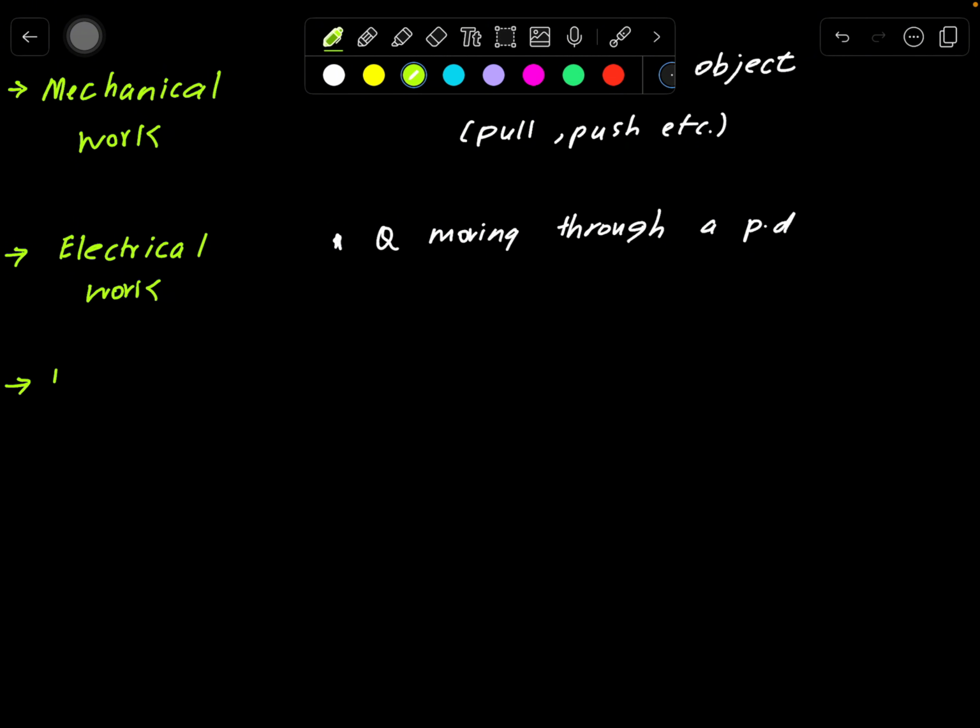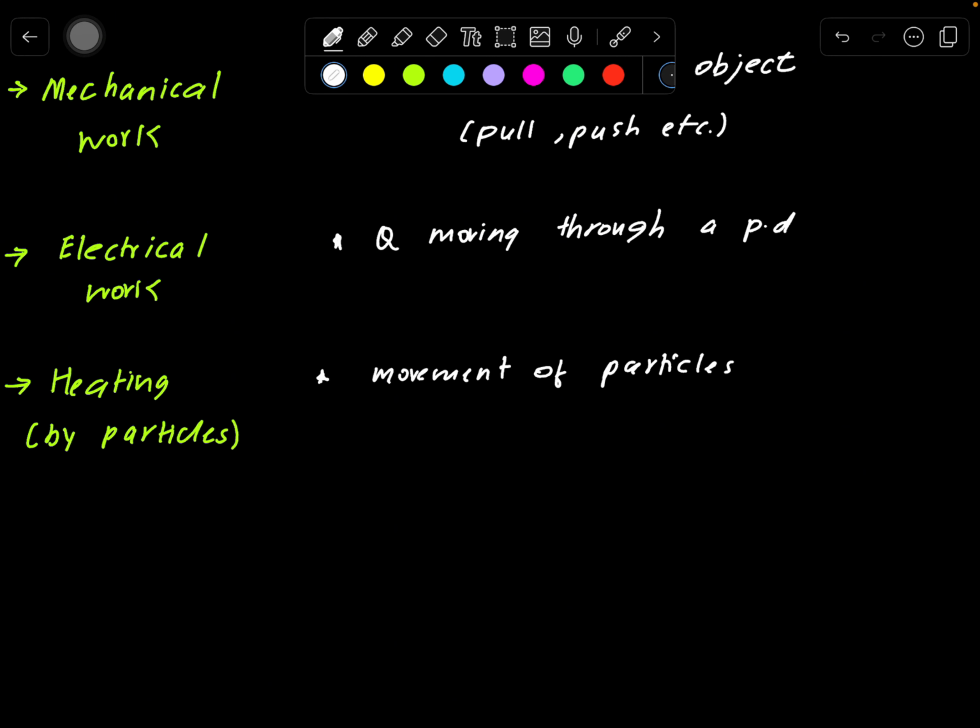Next, we have heating by particles. In this pathway, energy is transferred from a hotter object to a colder one by movement of particles in that object. And heat is transferred from hotter to colder object.